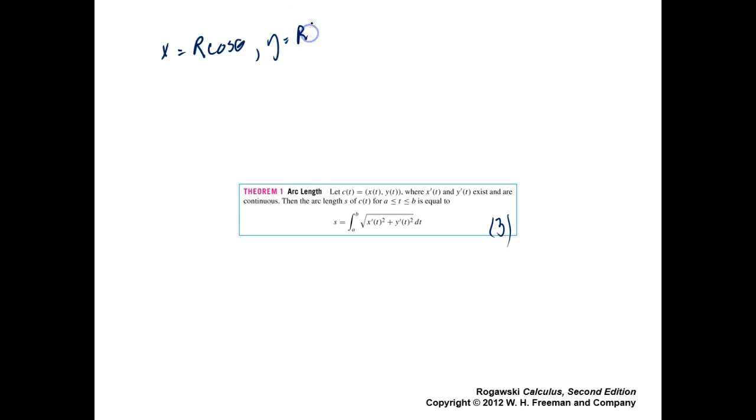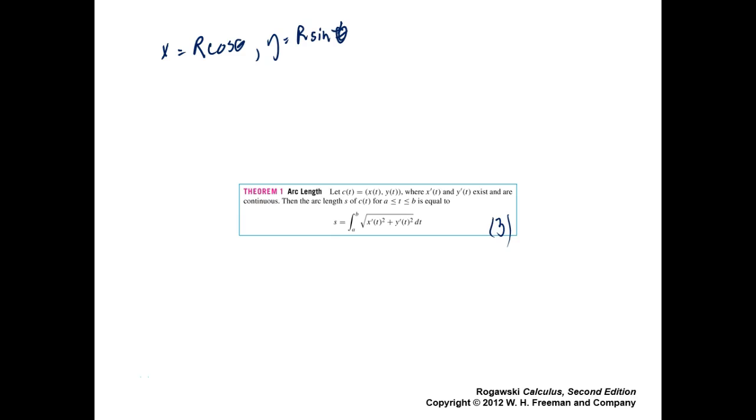I'm developing sort of a bad headache here, I don't know why. R times the sine of theta. Okay. Hurting right behind my eyes.